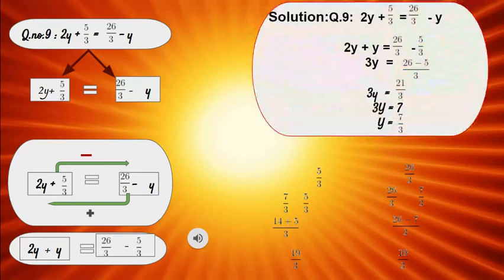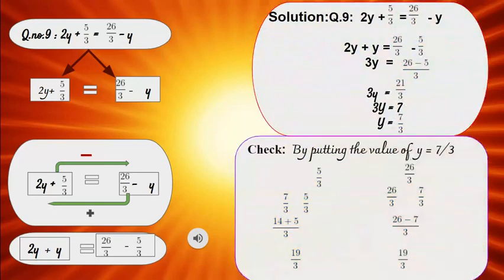Now we can check our answer by putting the value of y is equal to 7 upon 3. First we can see LHS. In LHS, 2y plus 5 upon 3. So 2 into y, y means here value 7 upon 3. So 2 into 7 upon 3 plus 5 upon 3. 2 7s are 14. 14 plus 5 upon 3 is equal to 19 upon 3. So left side we got 19 upon 3.